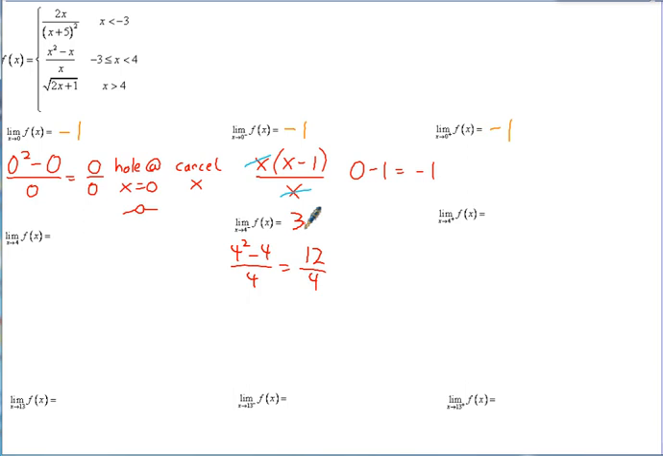And from the right, as x approaches 4 from the right, that would require you to use the bottom piece, where x is greater than 4, so the immediate right of 4. If you substitute in 4 for x in the last piece, square root of 2 times 4 plus 1, that gives you the square root of 9, which is 3. So in this case, the left and right hand limits are equal, so that means your general limit is 3.